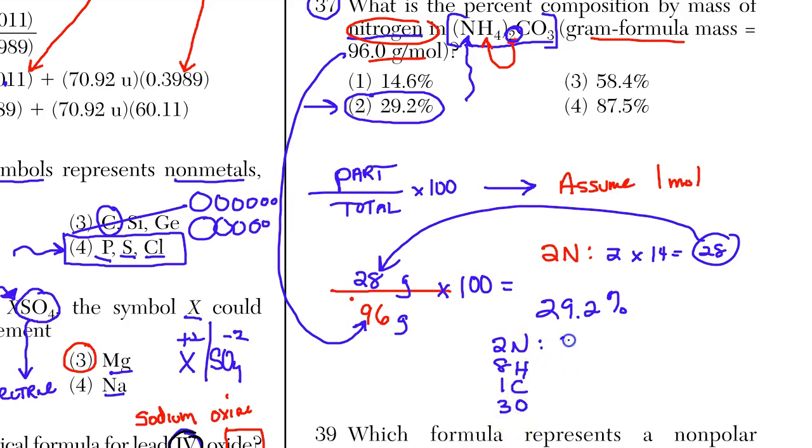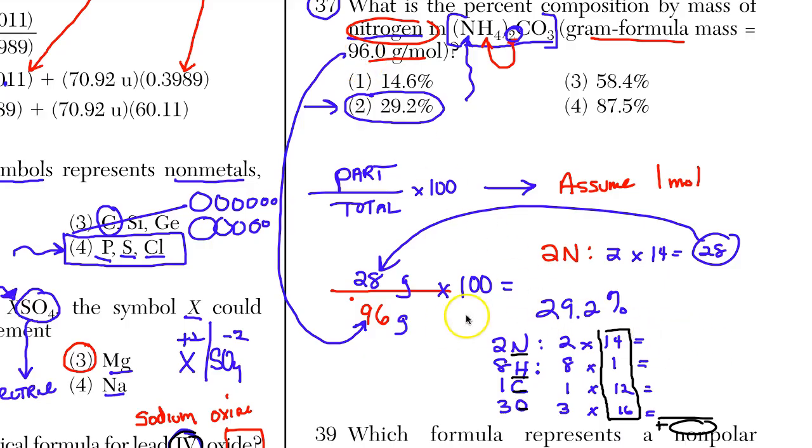And of course, I already did 2 times 14. There's 8 of these. 8 times the atomic mass of hydrogen is 1. There's 1 carbon times the atomic mass of carbon is 12. And then there's 3 oxygens. 3 times the atomic mass of oxygen is 16. And all of these numbers that I am using here are from the periodic table. They're the atomic masses for each of these elements. I find these numbers and I add them together, and that number would come out to approximately 96. And that could be a problem in and of itself.